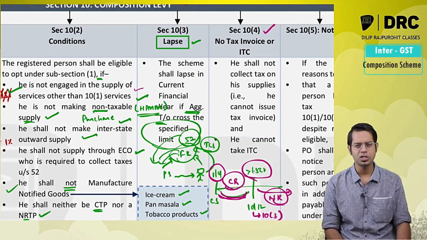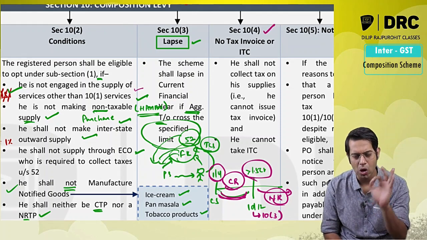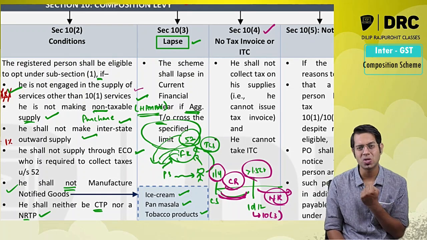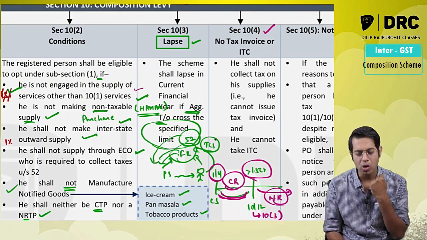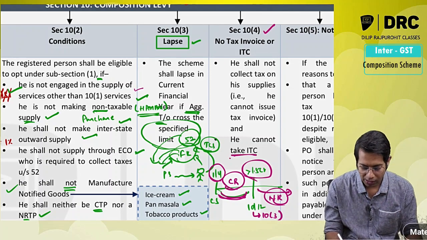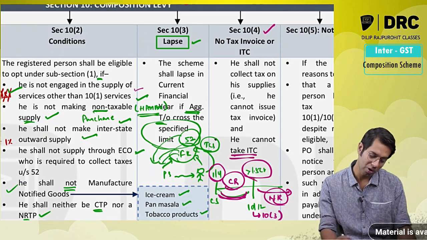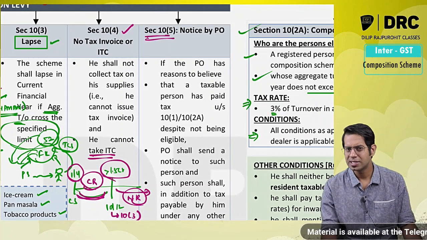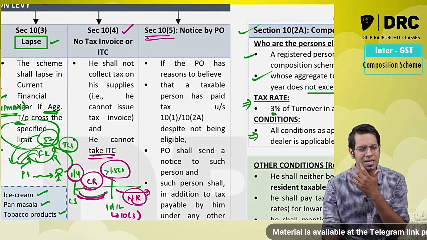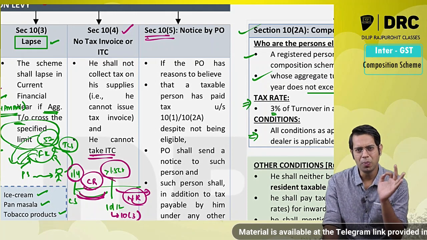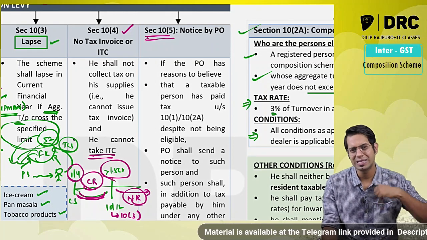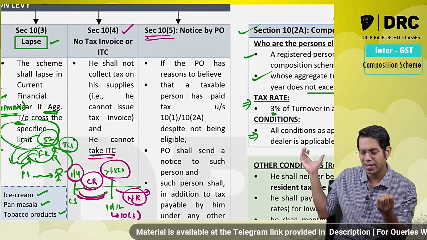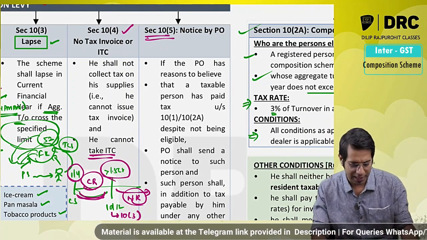Then section 10 subsection 4 says a composition dealer cannot issue a tax invoice. He cannot collect the taxes on the supplies which are made by him. He cannot issue a tax invoice, and he cannot take input tax credit, meaning whatever purchases he is making, he cannot take input tax credit. So in short, the composition dealer has to pay the taxes in cash from his own pocket. He cannot collect from the customers, and he cannot take the benefit of the taxes paid by him on his purchases.